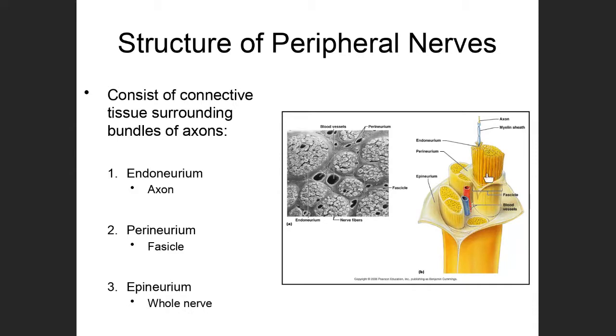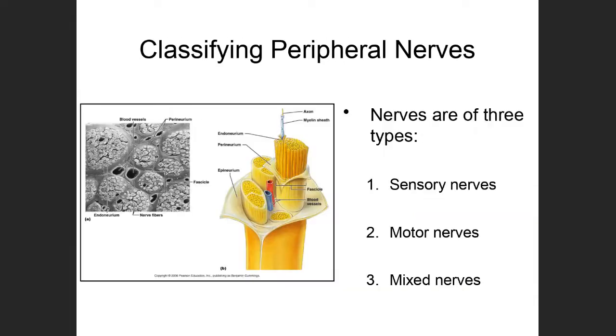Then we have nerve cells bundled together into a fascicle. The fascicle is wrapped in a perineurium, and then several fascicles or bundles of nerve cells make up the whole nerve. So really, a nerve is just a bundle of hundreds, maybe even in some cases thousands, of individual axons or nerve fibers that have all been bundled up together.